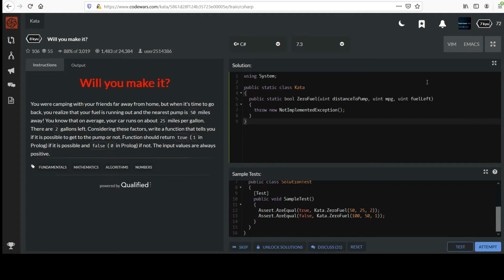Yeah, that's sort of determined by this bool in the return type. The input values are always positive. Okay, so that's good. You could certainly error check. I won't do that here. I'll just take it on faith that they're positive.